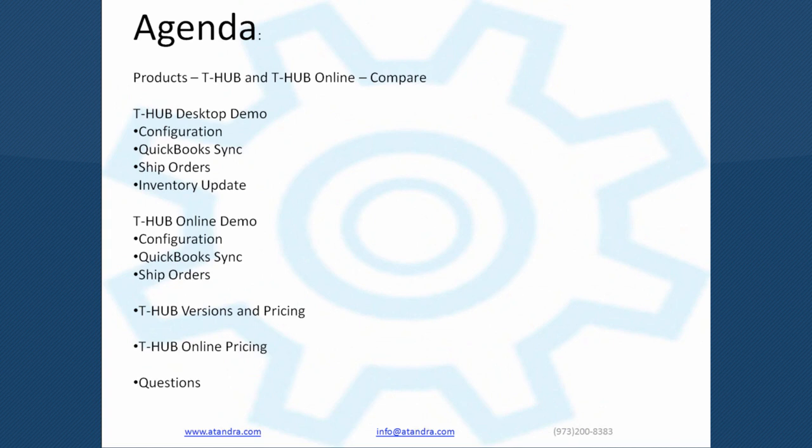I would go over briefly in both T-Hub desktop and the T-Hub online, showing you how you configure the application, how you do the QuickBooks Sync, how you ship packages and inventory update for the T-Hub desktop. And T-Hub online has some amount of limited features compared to T-Hub desktop. It does do QuickBooks Sync and ship packages with your Miva Merchant Store. I would also compare T-Hub and T-Hub online, and then get into the different versions and pricing and questions.